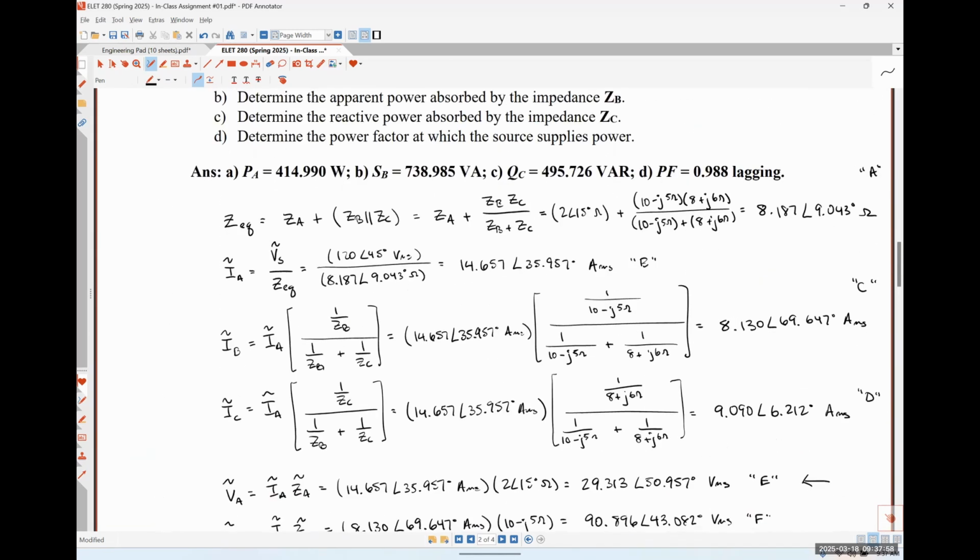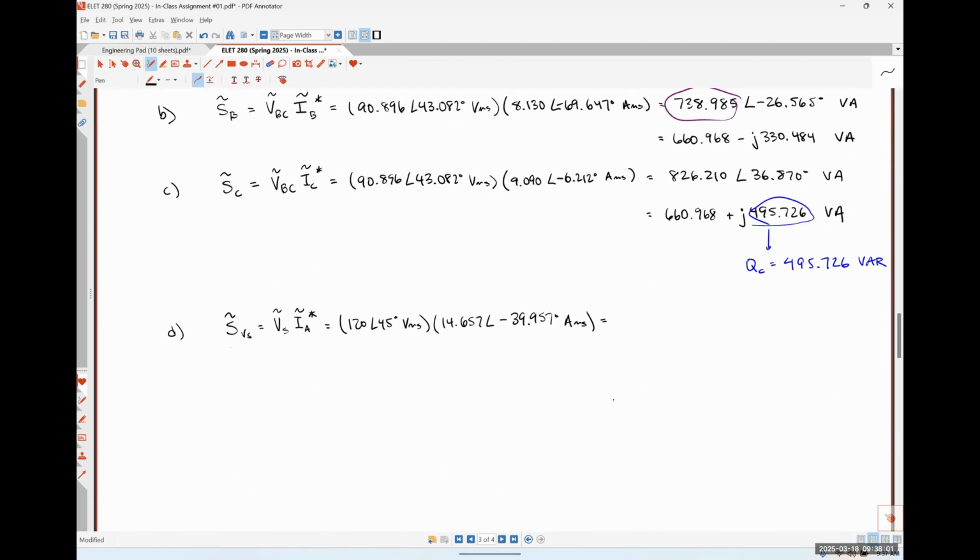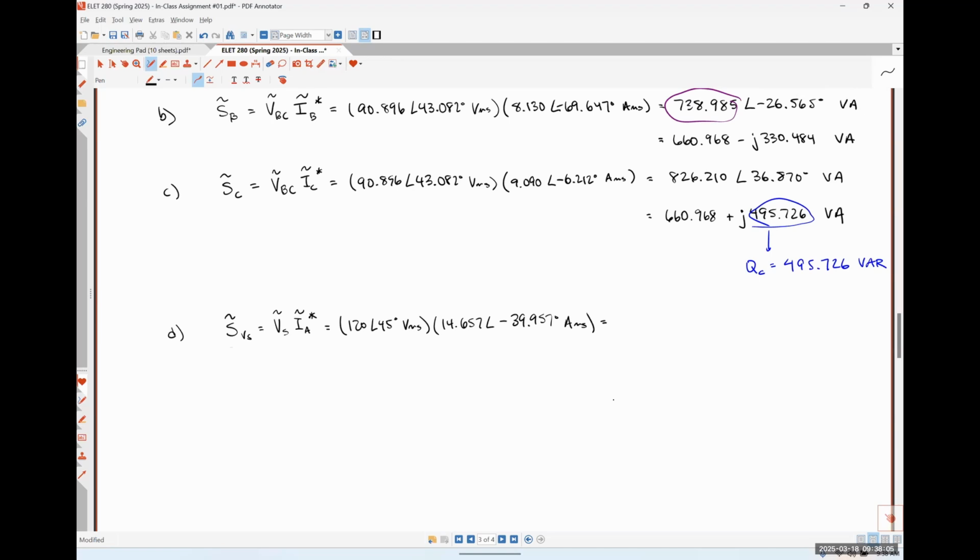Let me scroll up. Yep. I got 1758.787 with an angle of 9.043 degrees, volt amperes, or in rectangular form, 1736.926 plus j276.438 VA.